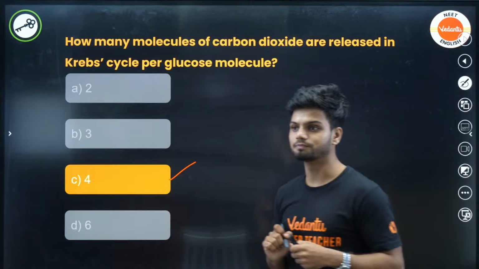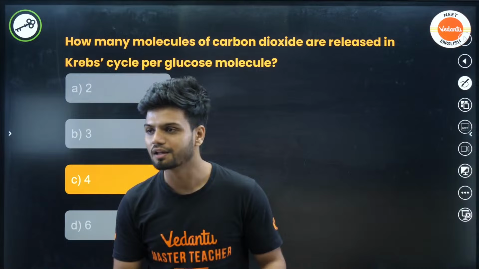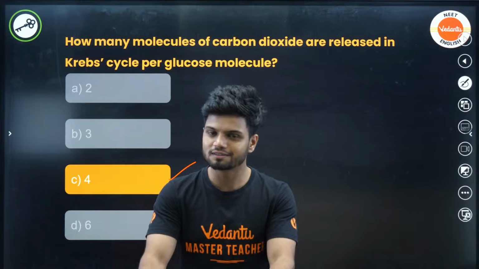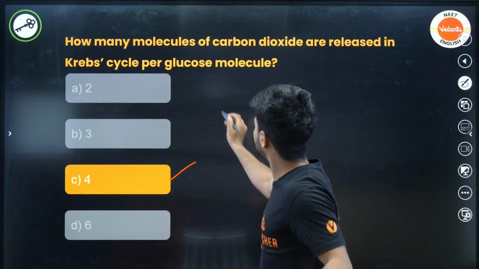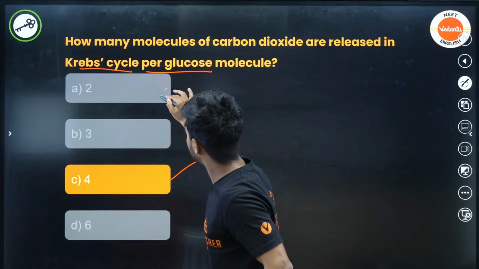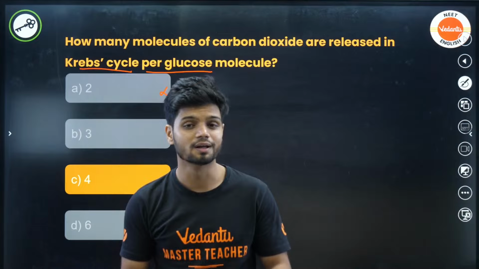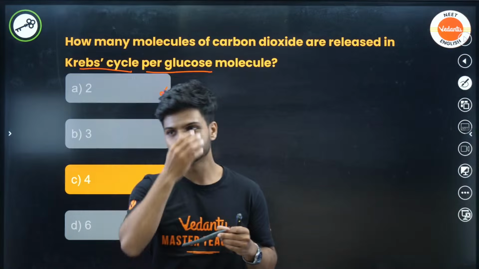How was the question, everyone? This is how you can expect in your NEET examination. Students, this is an easy chapter, but the question they make is going to be like this. So be prepared for questions like this. When they read the question, per glucose molecule, only in Krebs cycle. That's why this is wrong, this is wrong, this is correct. Enjoying? Tricky question? Amazing.